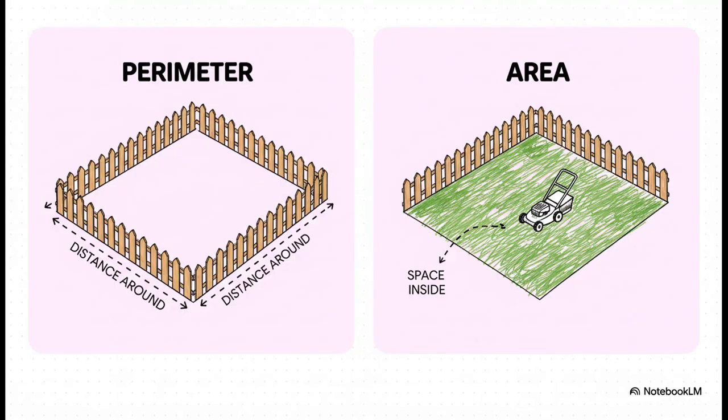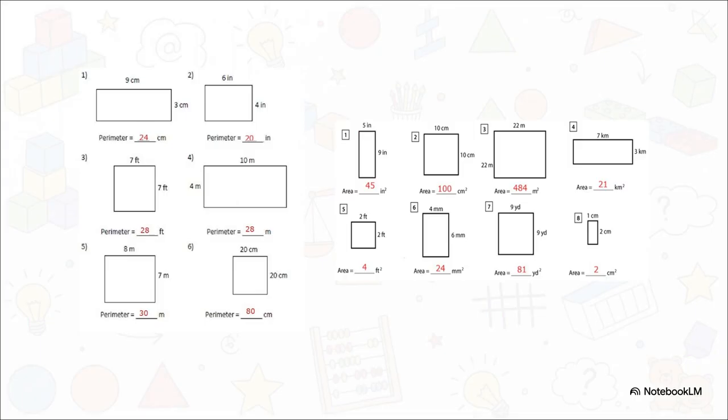Okay, two super important ideas here are perimeter and area. And the absolute easiest way to remember the difference? Just think of your backyard. The perimeter is the fence you have to build around the yard. The area is all the grass you have to mow inside the fence. So if you wanted to build that fence, you'd need to know the perimeter.